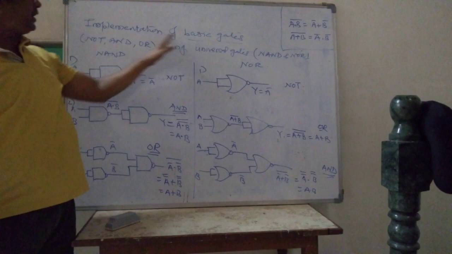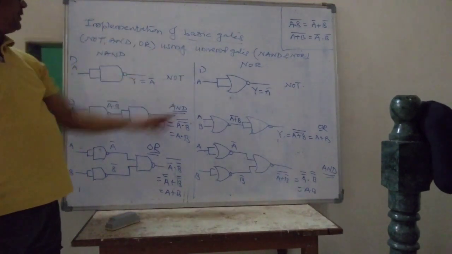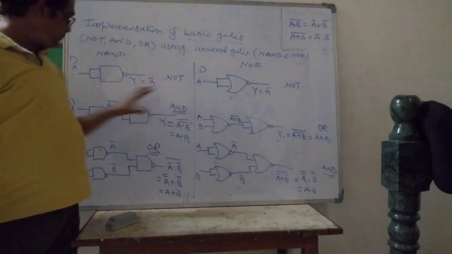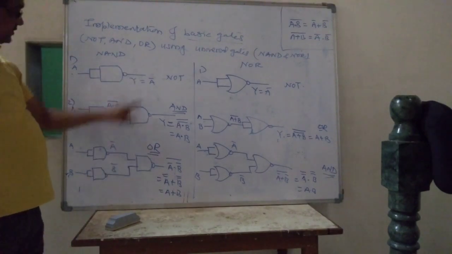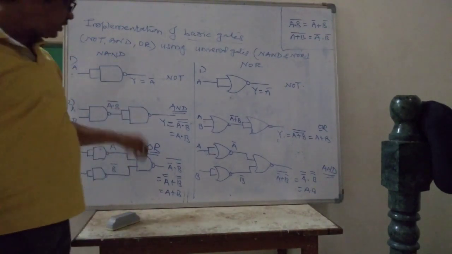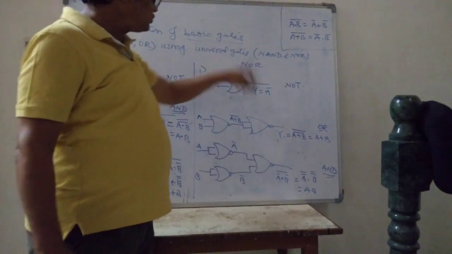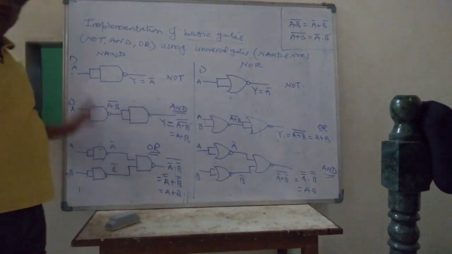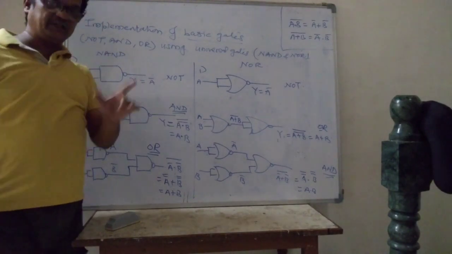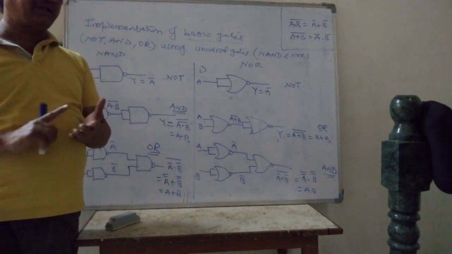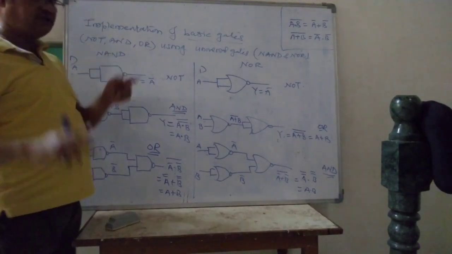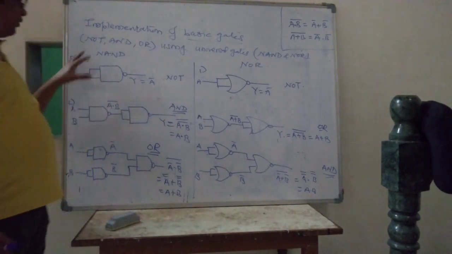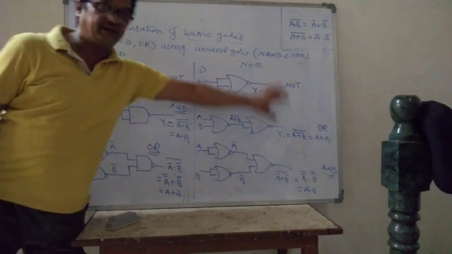So the output of any gate can be implemented using NAND gates alone, or using NOR gates alone. So these two gates are known as universal gates. If the question asks which are the universal gates, the answer is the NAND gate and the NOR gate. Why? Because using these two gates, we can implement any other gate.